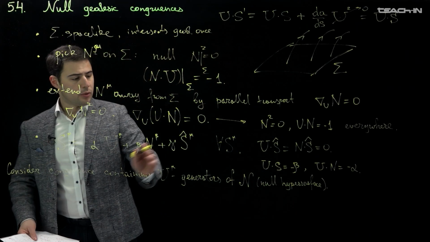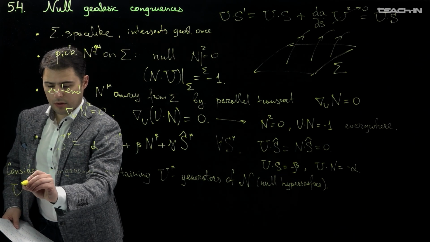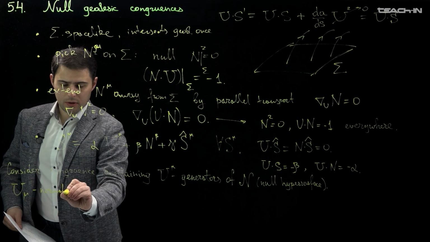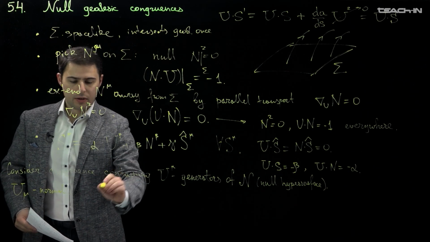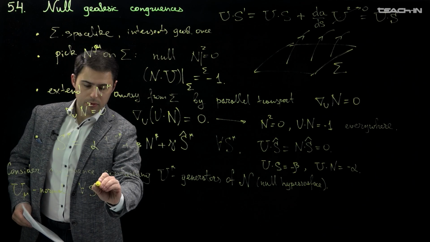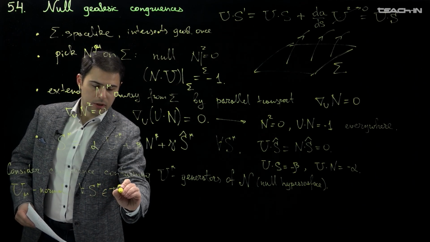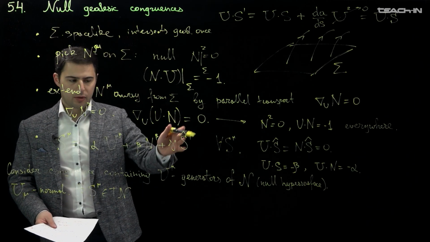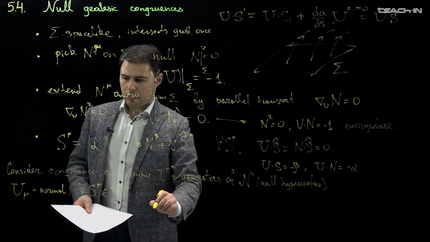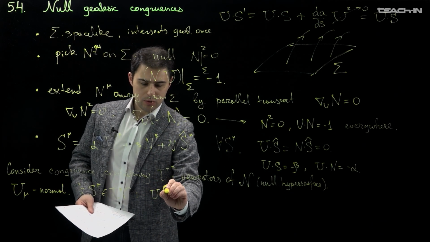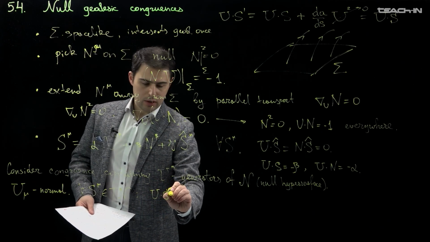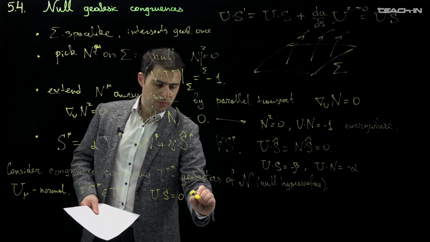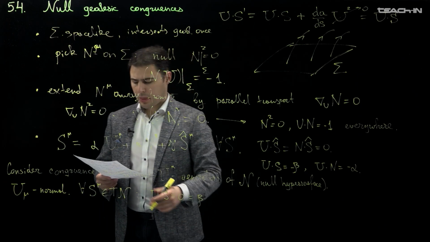Okay, so in this case, u^mu is normal, and for any s^mu tangent to the null hypersurface, we therefore have u times s equals 0 equals beta, so beta equals 0.